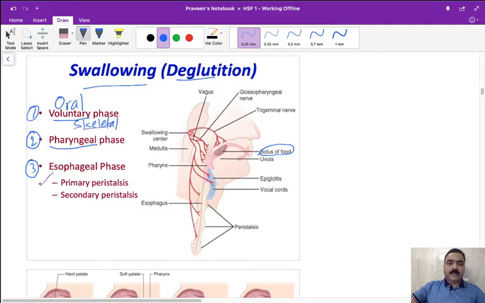The esophageal phase is smooth muscle, mostly smooth muscle, whereas these two phases involve skeletal muscle. Even the upper part of the esophagus, the upper esophageal sphincter, includes skeletal muscle. Later on it becomes purely smooth muscle.